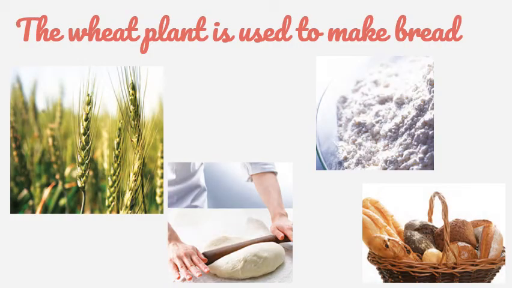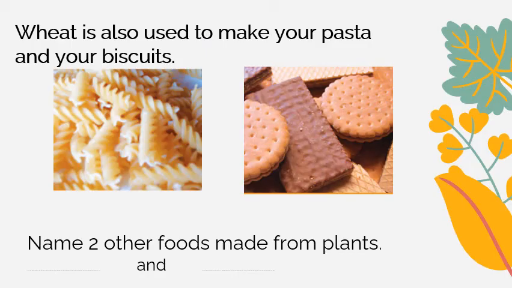After we've watched the video, we know that wheat is a plant that is used to make bread. Here we can see wheat, then flour, then the dough. After the dough, we have bread. Do you know that wheat is also used to make your pasta and your biscuits? Yes, wheat is used to make pasta and biscuits.